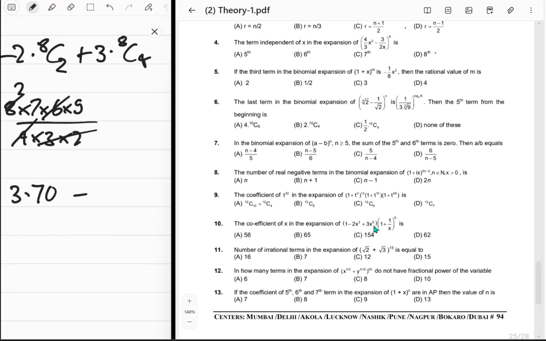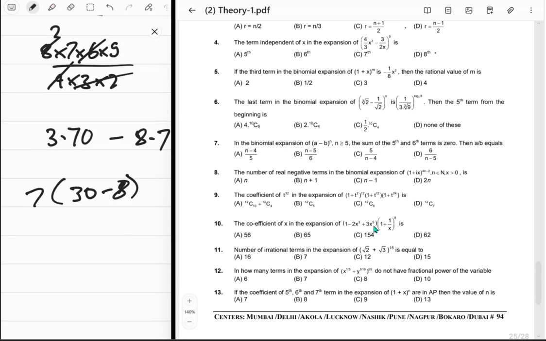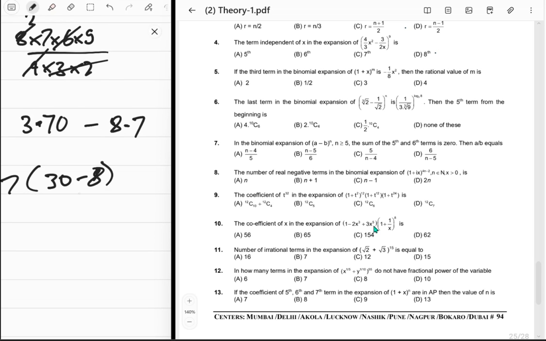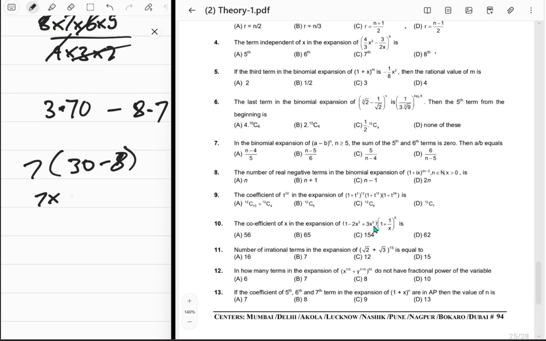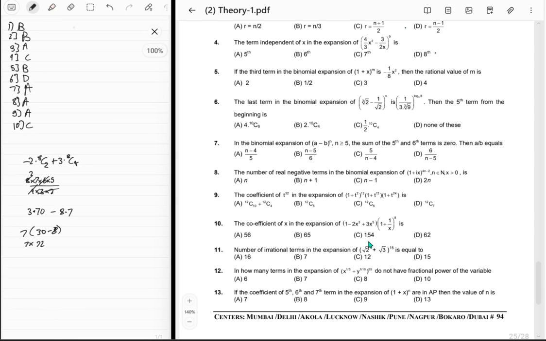Minus, so 2 times 8c2, which is like 8 into 7 upon 2, that cancels with that too. So it's just 8 into 7. So it's going to be minus 8 into 7. Cool. So take that 7 out, it's going to be 30 minus 8. Right? It's not a point, it's a multiplication. Okay. So 30 minus 8, which is just 7 into 22. That should make sense. So it's just 154. So C is the answer. Then you got 11.